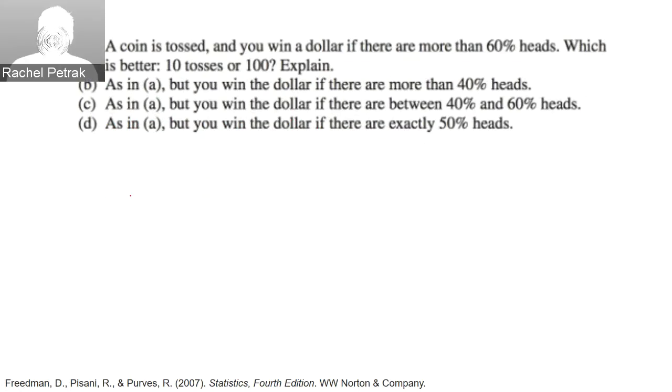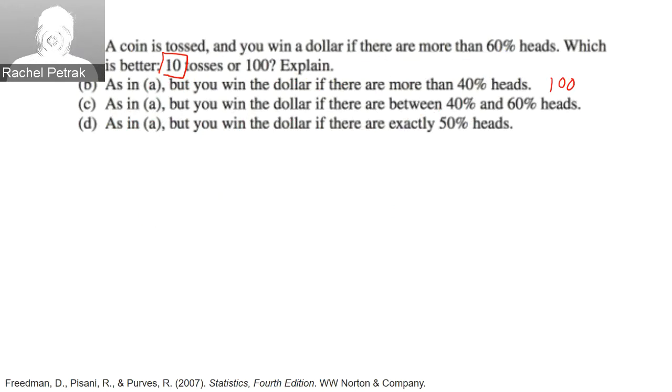In this case, it's better to do 10 tosses, yes, because we want more than 60% heads. That's a rather extreme score, so we're going to be more likely to have a more extreme rate if we have a smaller number of tosses. Same scenario, but you now win $1 if there are more than 40% heads. So now we just want it to be more than 40%, and we want the 100. That's right. 100 tosses would be a better choice here in B.